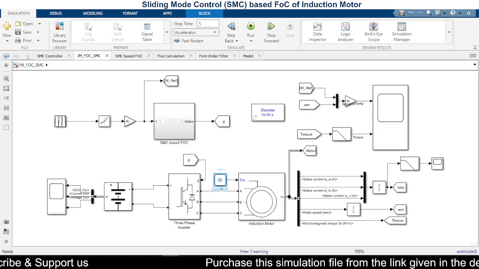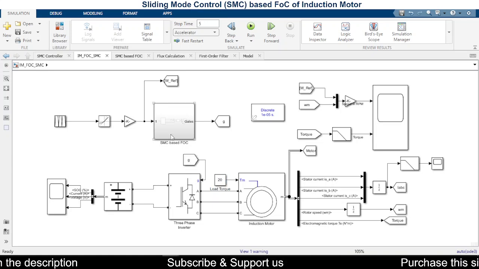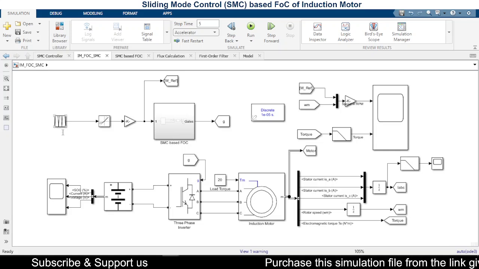And here we have the major control. The gate signal for the control of this induction motor is coming from this block, SMC based FOC. In order to control the speed, we need to give the reference speed first. This is the reference speed from this block.